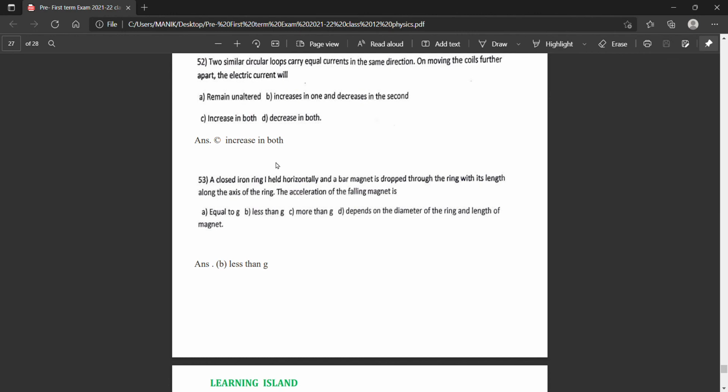Question number 53. A closed iron ring is held horizontally and a bar magnet is dropped through the ring with its length along the axis of the ring. The acceleration of the falling magnet is... When this falls, it will be affected by the magnetic field, so it will not be able to fall with the full force of gravity. That means the acceleration of the body will be less than the gravitational acceleration, that is, less than g. So the answer will be less than g.